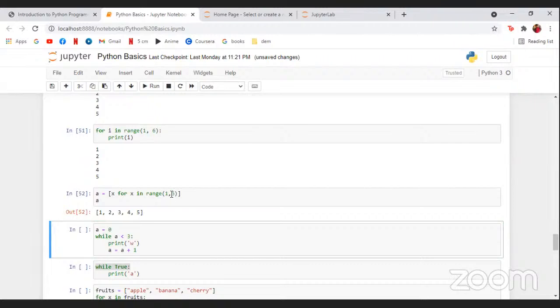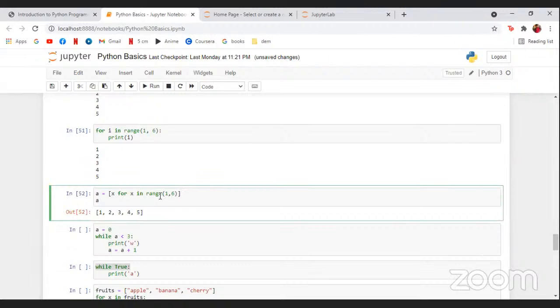So this works in the case where you don't know these numbers. Obviously here 1 and 6, so you know it's 1 to 5. But in case you don't know these numbers and they're being input by the user or something, you can use this to create a list easily.